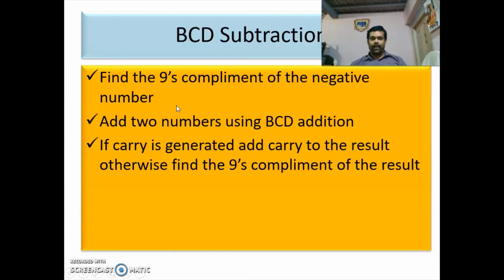So first we are finding the 9's complement of the negative number. Then we are adding the two numbers using BCD addition. If a carry is generated, we are adding the carry to the result. Otherwise, we are finding the 9's complement of the result. So in BCD subtraction, first we are finding the 9's complement of the negative number. Then we are adding it with the other number. Then if a carry is generated, we are adding the carry to the result. And otherwise, we are finding the 9's complement of the result.